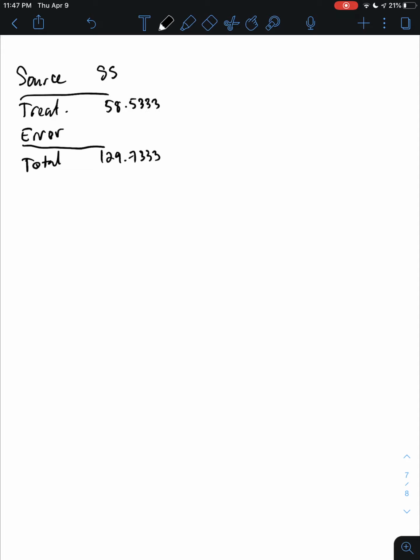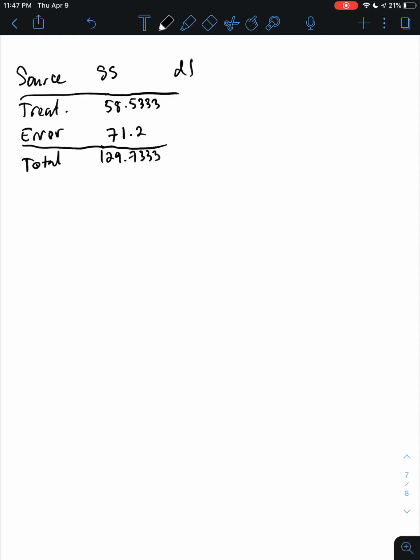So that gives us SSE. We can work it out by taking the difference of those two. It should be 71.2. There's a formula for SSE, but it is awful to execute. It's much easier to get SSE this way.